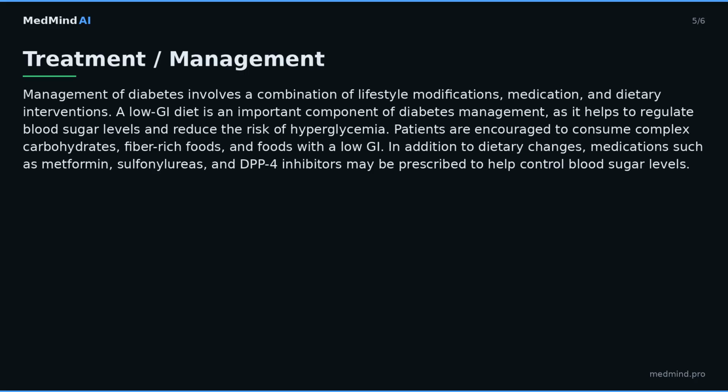Treatment/management. Management of diabetes involves a combination of lifestyle modifications, medication, and dietary interventions. A low GI diet is an important component of diabetes management, as it helps to regulate blood sugar levels and reduce the risk of hyperglycemia. Patients are encouraged to consume complex carbohydrates, fiber-rich foods, and foods with a low GI. In addition to dietary changes, medications such as metformin, sulfonylureas, and DPP-4 inhibitors may be prescribed to help control blood sugar levels. Regular monitoring of blood glucose levels and HbA1c is essential to adjust treatment plans as needed.